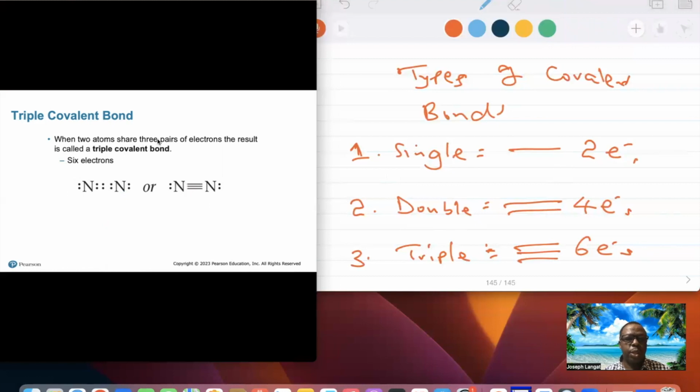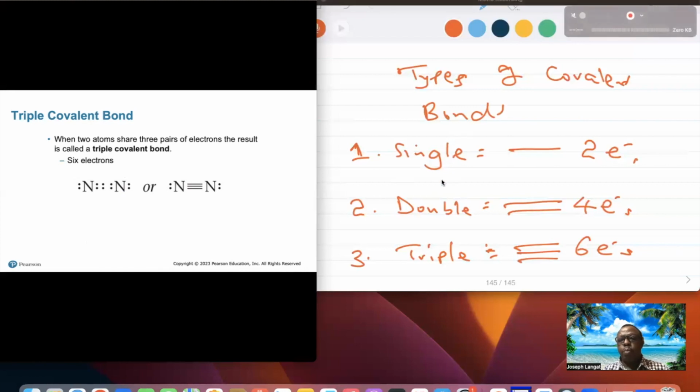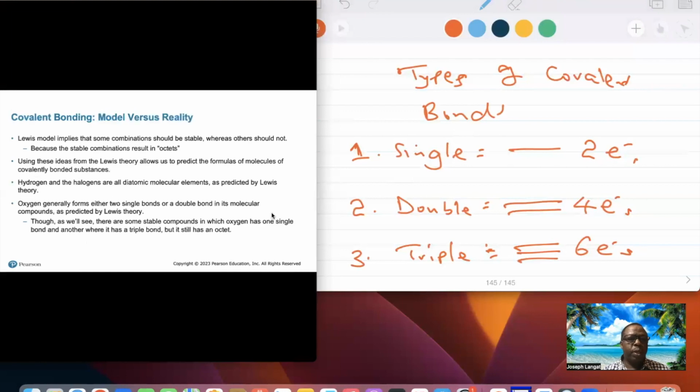These are the 3 pairs of electrons between nitrogen. Still 6 electrons, 1, 2, 3, constitute the triple bond. Please remember to draw a parallel between single, double, and triple bond. As we move forward, we'll see that later on.